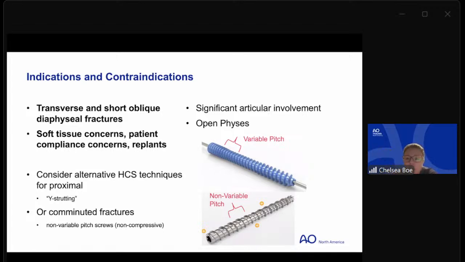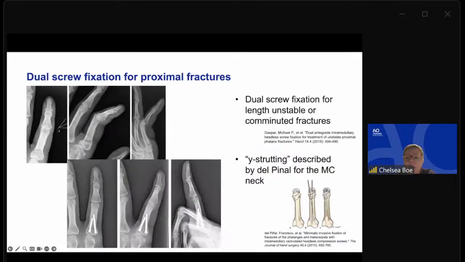In the proximal metaphyseal fractures, intramedullary screws can be used, but with consideration for the pattern and potentially using a double screw construct. IM screws can also be considered in comminuted or length unstable patterns, but in those cases, they're best served by a non-compressive screw. So for example, a non-variable pitch would be a simple way to avoid the compression conveyed by a variable pitch screw. Contraindications include significant articular involvement and open physes. That dual screw construct, or the strutting technique described by Del Pinal, is essentially using an architectural principle to support the fracture in multiple planes, preventing collapse when there's comminution or lack of bony support.